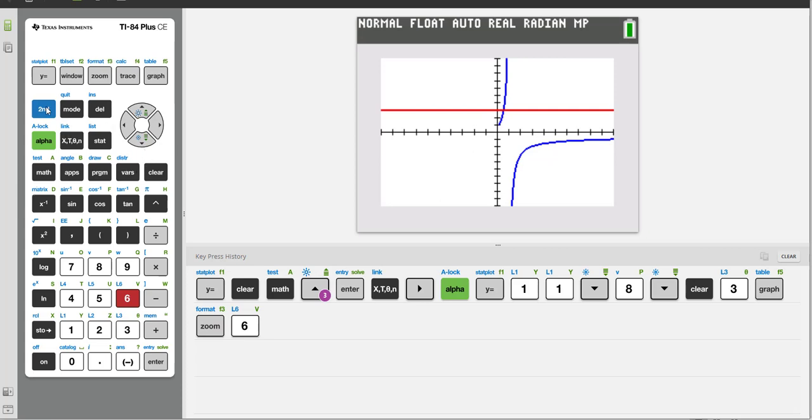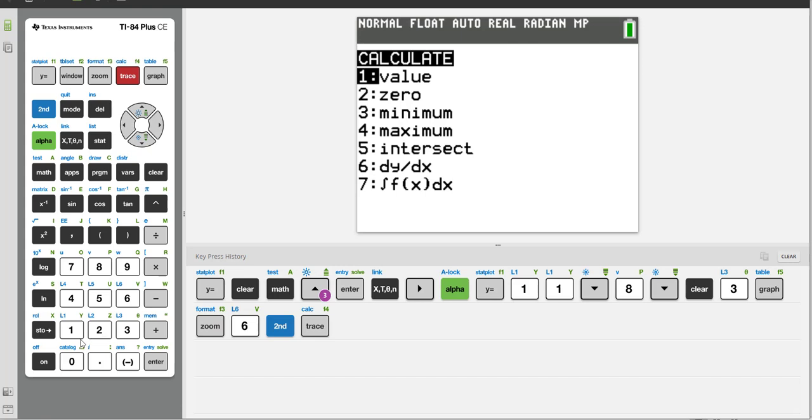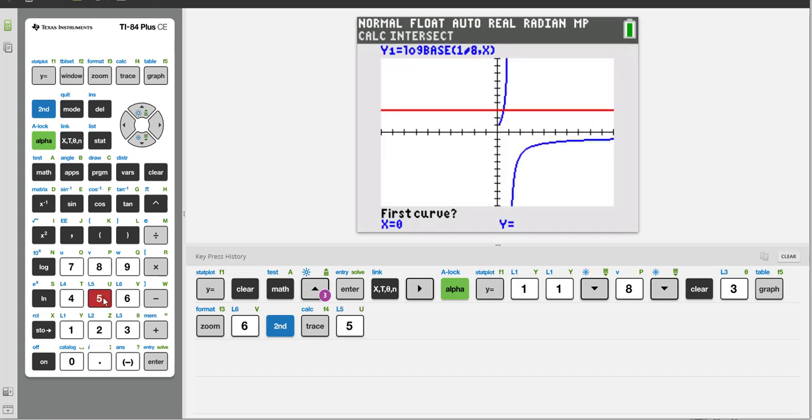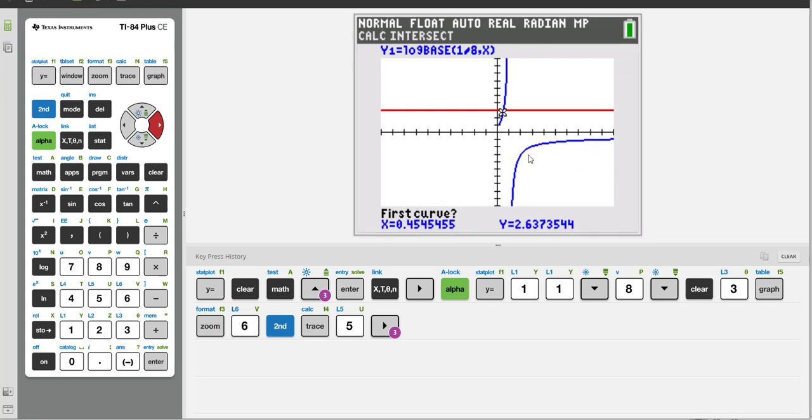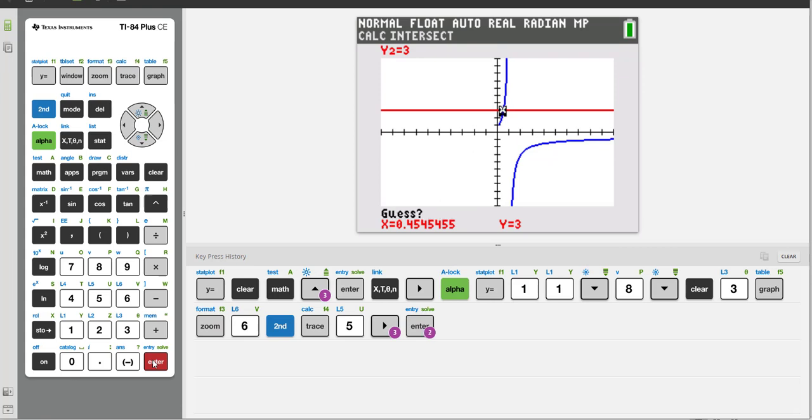Press second, calculate. Select number 5, intersect. Notice there is no y equal value present on the screen. This intersection function will not work if there is not a y equal to value present. Use the left or right arrows to move the x near the intersection point. Just don't go too far. If you go to the part of the blue graph that does not intersect the red line, the intersection function will not work either. Press enter 3 times.